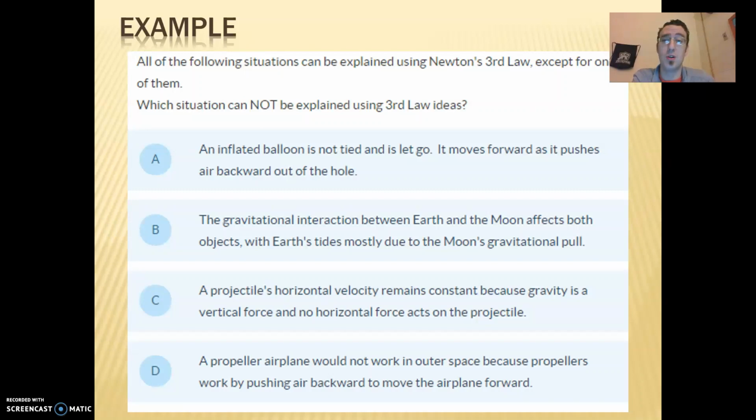So for example, let's say all of the following situations can be explained using Newton's third law except for one of them. Which one cannot be explained using third law ideas? A says an inflated balloon is not tied and it's just let go, and it moves forward as it pushes air backward out of the hole in the balloon. B says the gravitational interaction between the Earth and the Moon affects both objects, with Earth's tides mostly due to the Moon's gravitational pull. C says a projectile's horizontal velocity remains constant because gravity is a vertical force and no horizontal force acts on the projectile. And D, a propeller airplane would not work in outer space because propellers work by pushing air backwards to move the airplane forward.